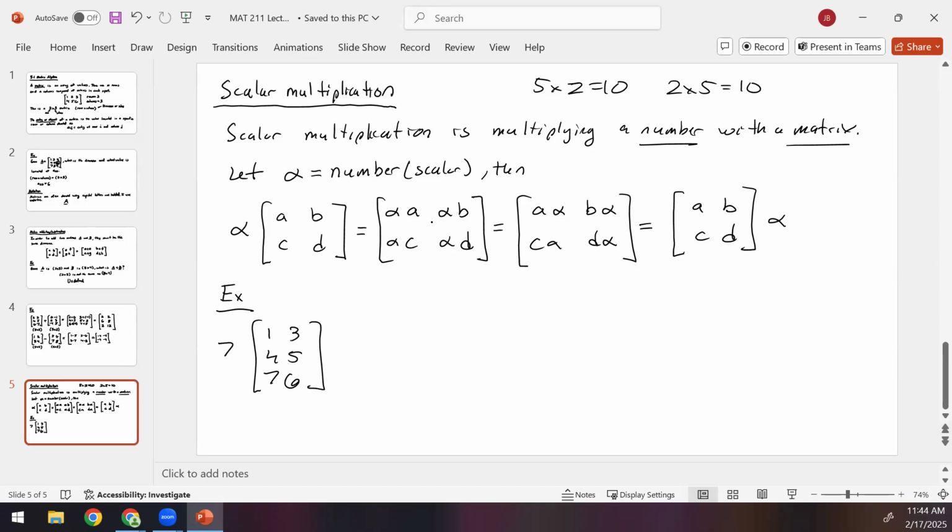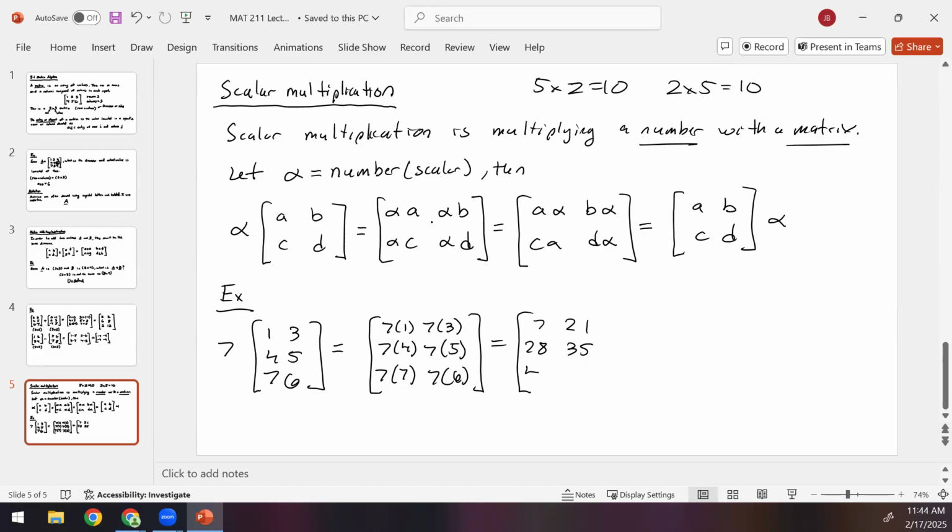So here's an example. 7 times this matrix. Well, I'm just going to distribute the 7 into every single one of them. And now we just get to practice our 7 multiplications. 7, 21, 28, 35, 49, and hopefully this is 56. It is. Okay. There you go.